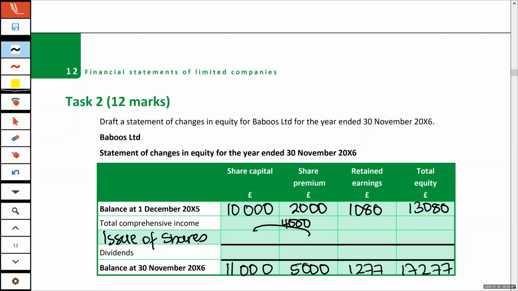Spot on. Yes, that is right. It's easy. What do you see? Start of the year 10, end of the year 11. Therefore, that's an increase of 1. Start of the year 2, end of the year 5. That means there's an increase of 3. And both of them together give you your cash figure of 4. And that's what we put in our cash flow. So perfect.